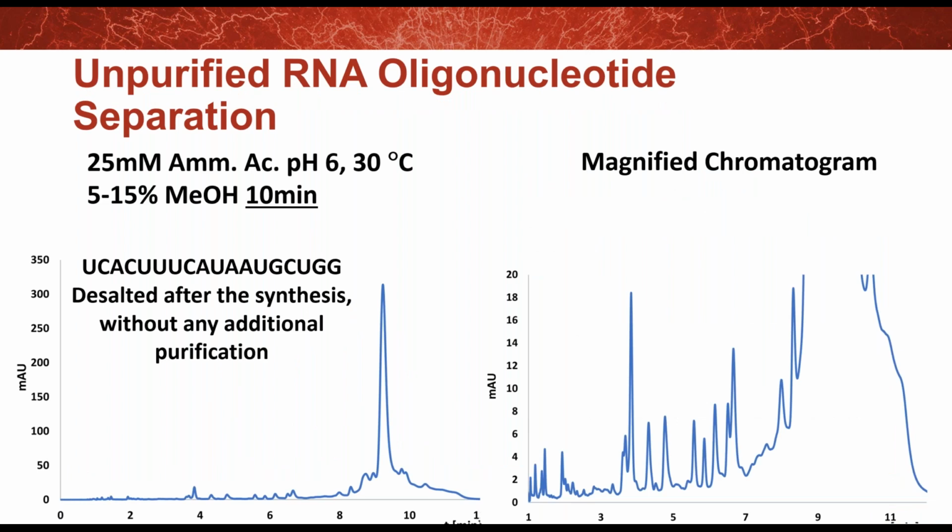Then we looked at unpurified RNA oligonucleotides. So that's uracil instead of thymine, and it was desalted after the synthesis. And you can just see with 25 millimolar how tight it is. For those that are working in this space, really exciting work. Really exciting that we're getting retention of these and separation.